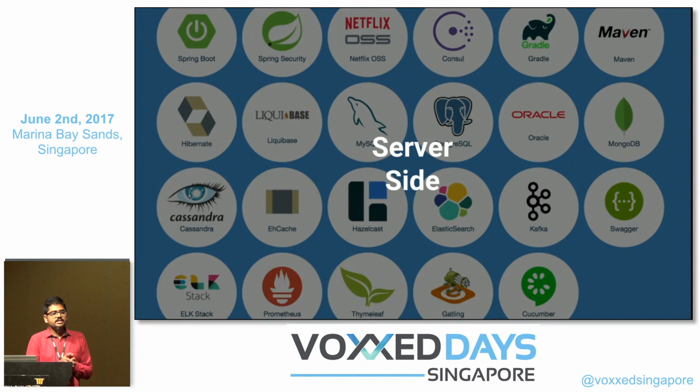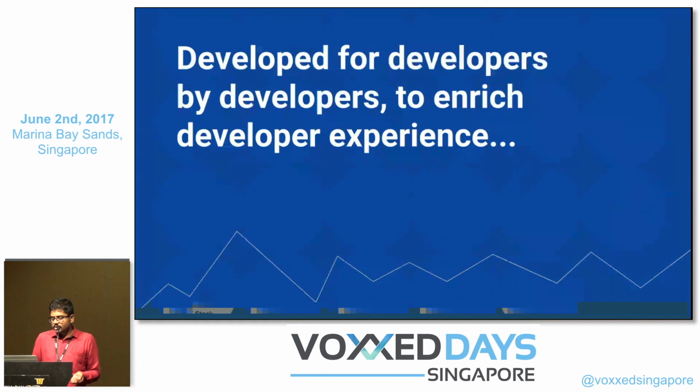Again, on the server side, you have plenty of options to choose from, like Elasticsearch, Kafka, whatever. So you have a lot of options you can take in. The main aim of JHipster is that it's more of a developer experience platform. We are trying to increase the developer experience, and it was built by developers for developers.